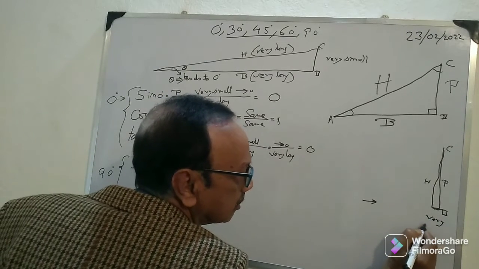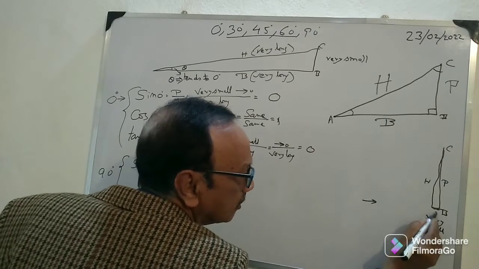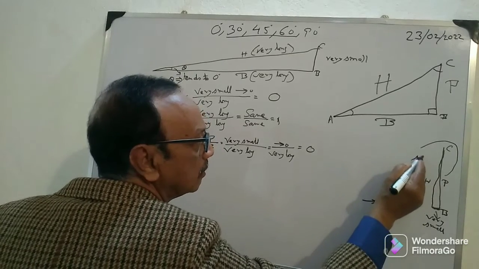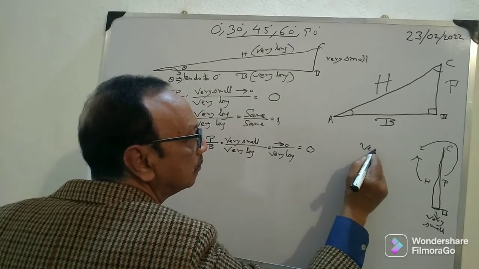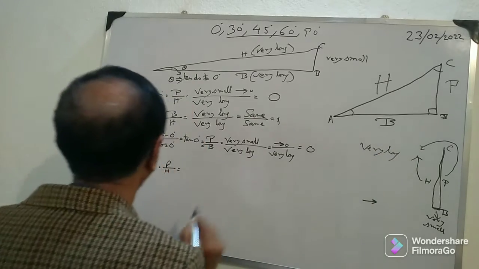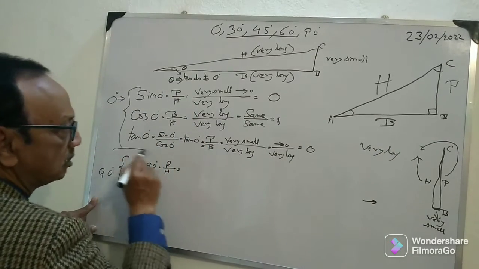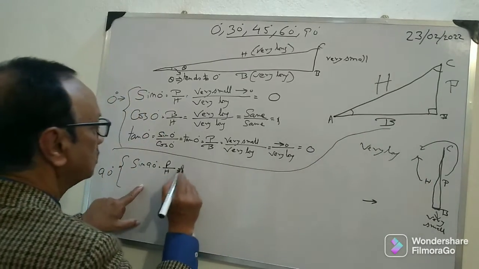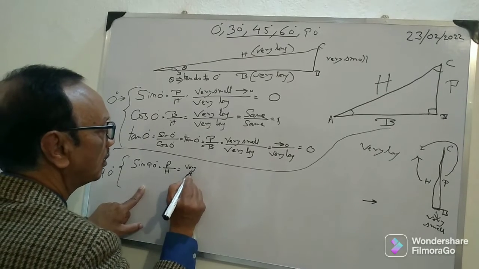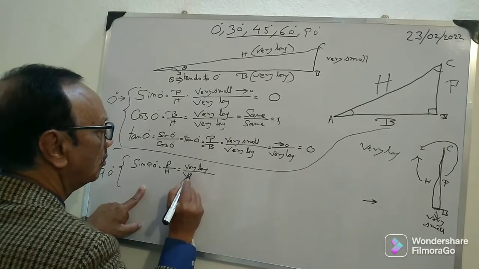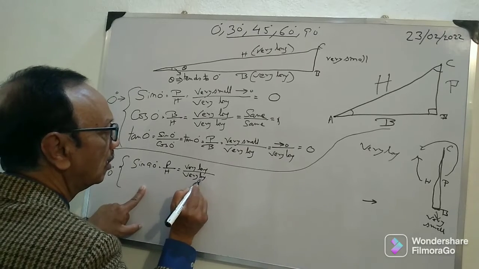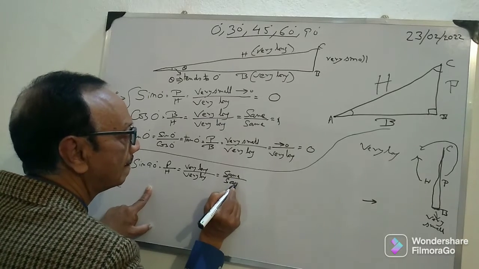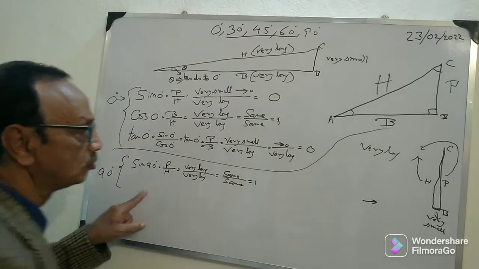Very small, and these both are very long. Now for sine 90, this was the case for sine 0 and for 90. Sine 90 will be, in that case, perpendicular by hypotenuse. It will be very long by very long. They will be almost the same. Same by same is equal to 1. That's why.